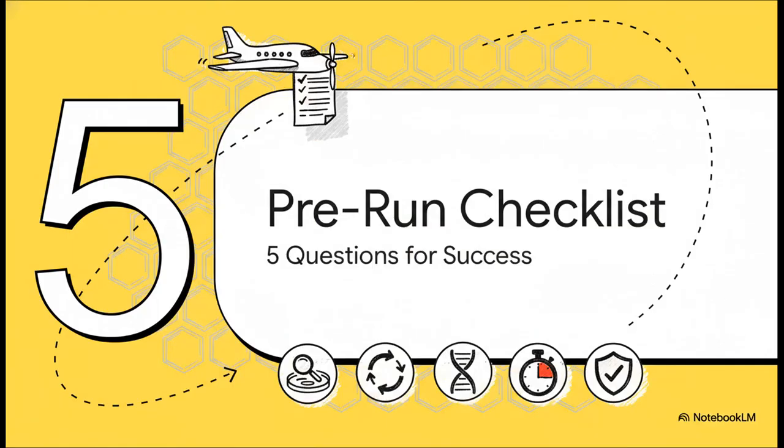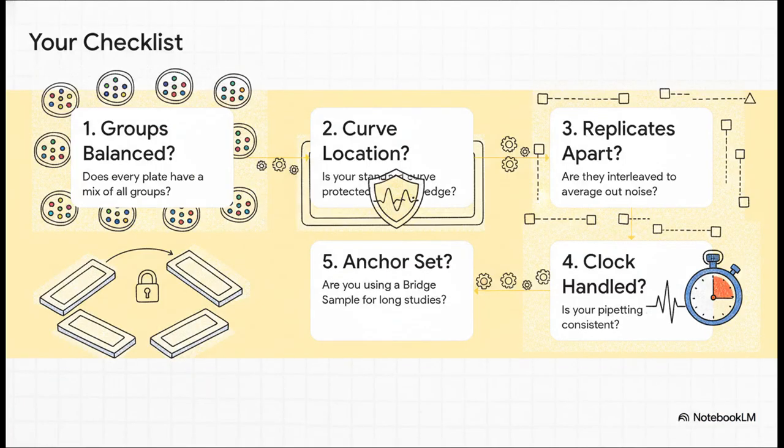Okay, so let's make this super practical for you. Here is a simple pre-flight checklist. Just ask yourself these 5 questions before you run your next assay, and you'll make sure your design is working for you, not against you. Let's run through it real quick. Number 1, are my groups balanced on every plate? 2, where's my standard curve? Is it safe and sound in the middle? 3, are my replicates separated to average out that spatial noise?